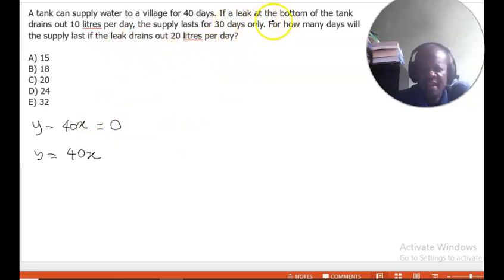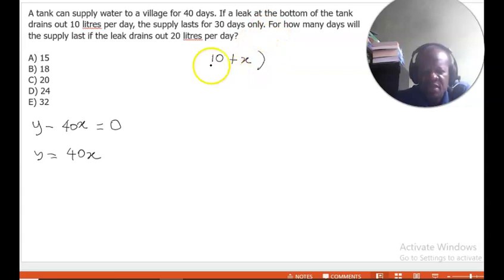If a leak at the bottom of the tank drains out 10 liters per day, the supply lasts for 30 days only. So let's generate an equation for this. Now, we have a leak of 10 liters. So the tank is losing 10 plus x per day: the 10 liters that is leaking and the x that is supplied to the village per day.